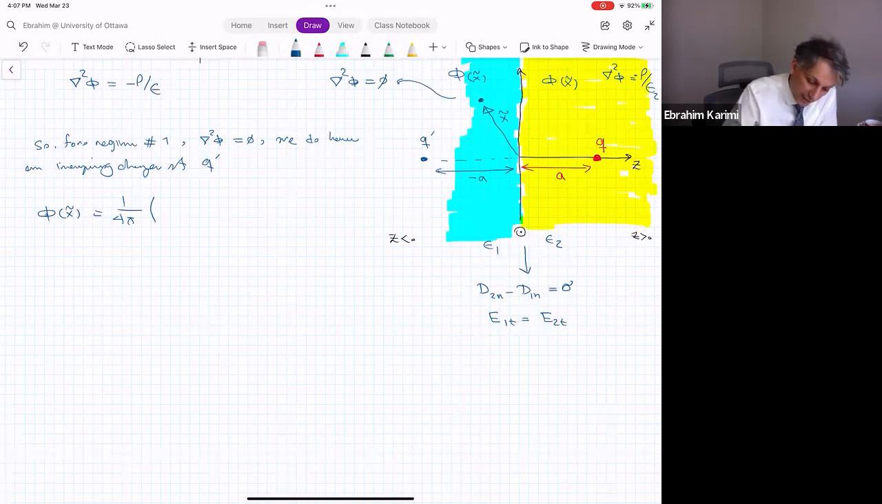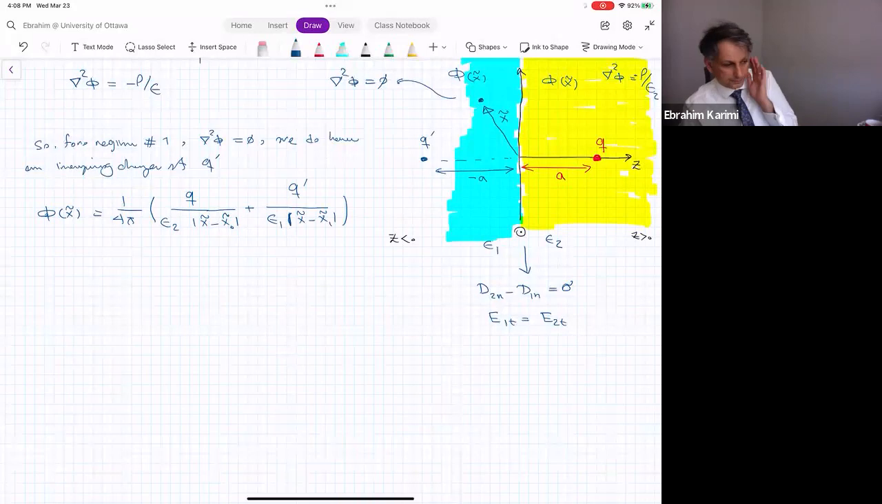From the first charge, I have Q divided by epsilon 2, and the distance is between the real charge, which I call x0, plus the Q prime divided by epsilon 1, x minus x1. Okay, agreed? Or not?